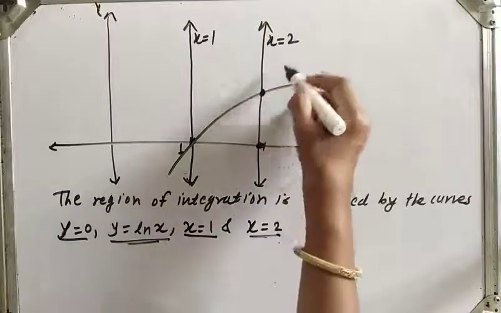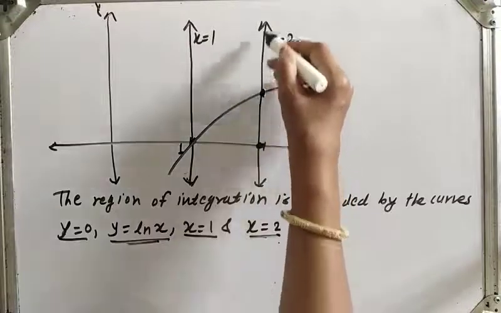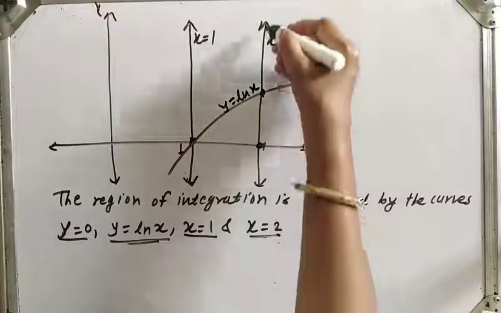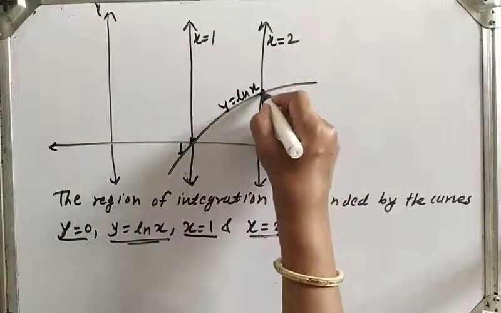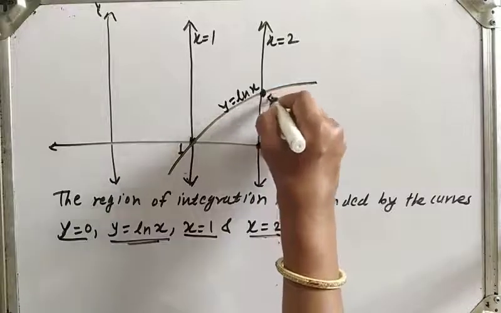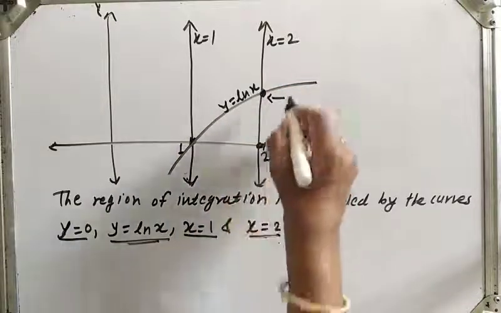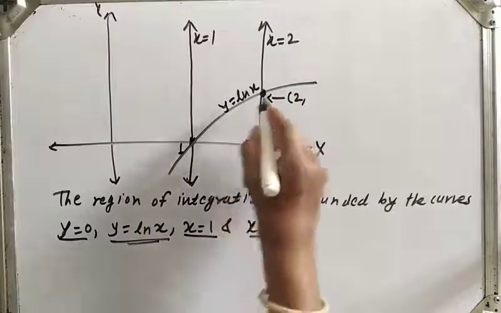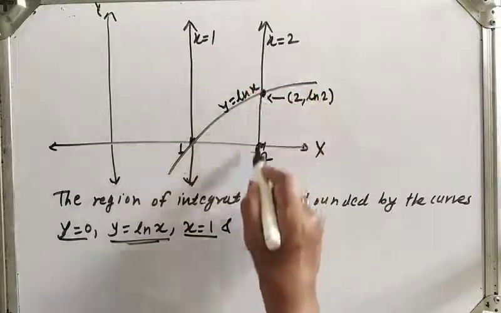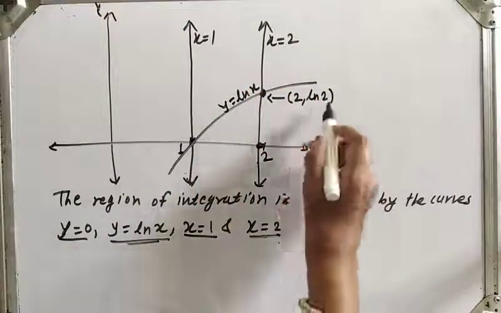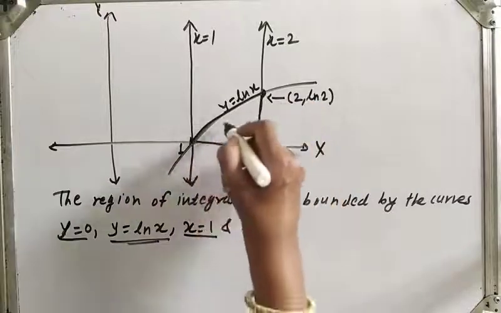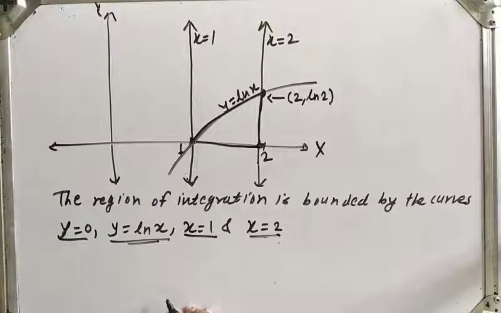Now which is this point? x is equal to 2, and this graph is y is equal to log x, and this line is x is equal to 2. So what will be this point? This point will be x is 2 and y is log 2, because here x is 2. Okay, this region is our region for integration.